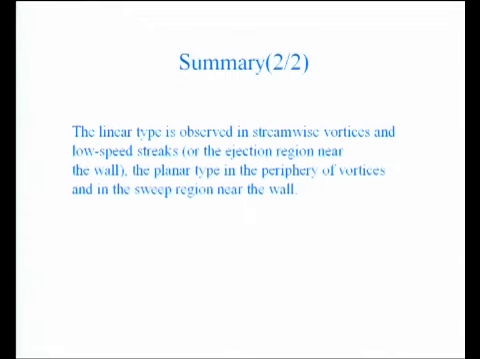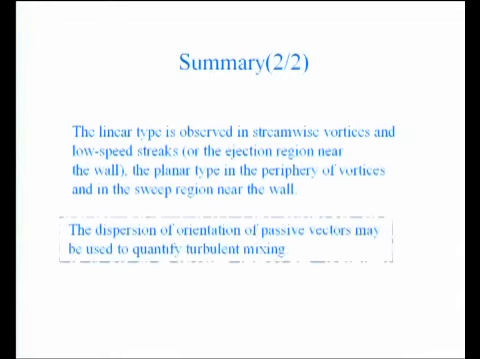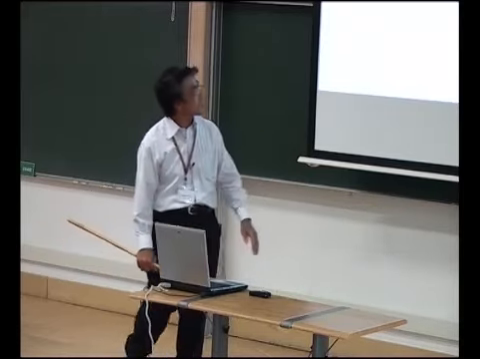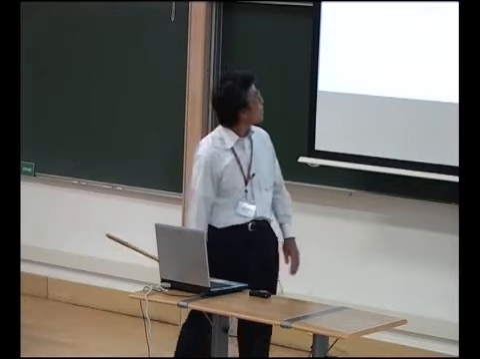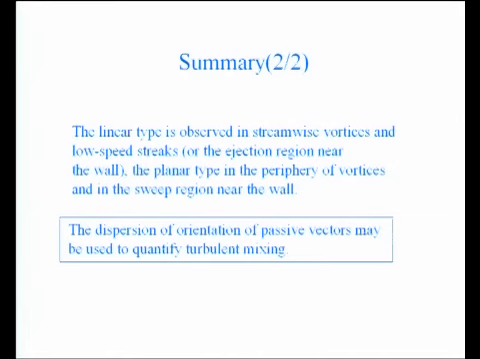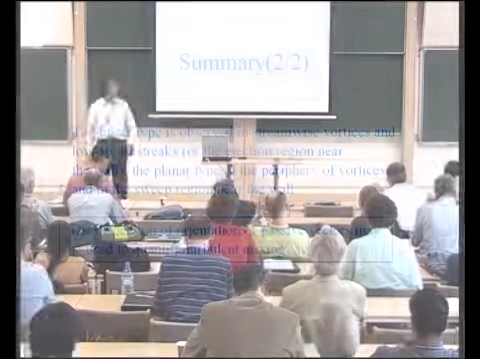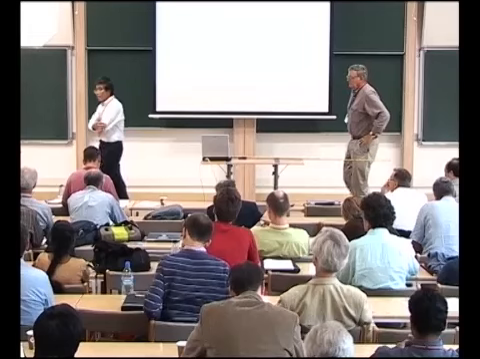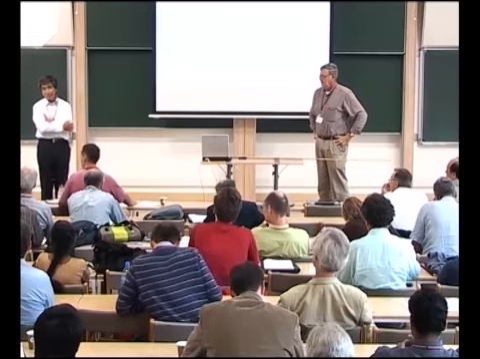And so a linear type is found in the center of streamwise vortices, and also the ejection region, and planar type is periphery. And I hope this dispersion of orientation of passive vectors may be used to quantify some of the property of turbulence mixing. Thank you very much.